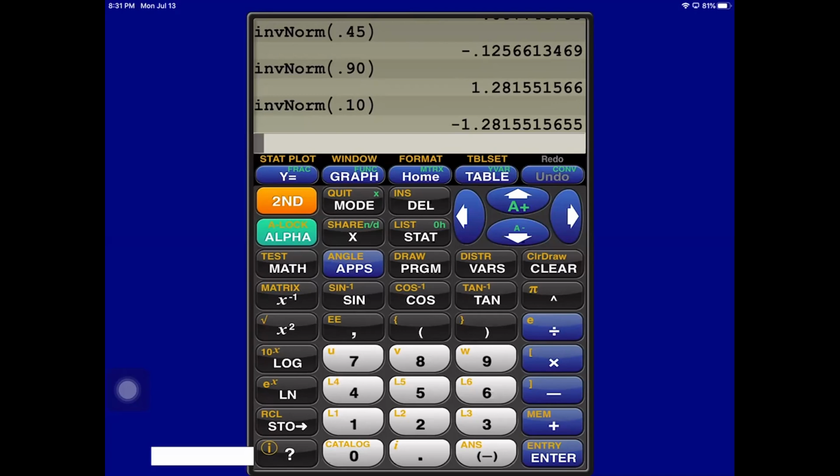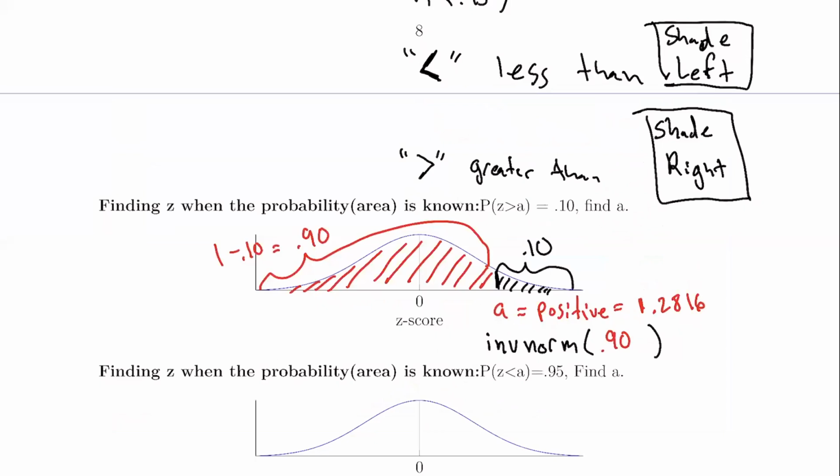All right, and that's it for that one. The way you want to write the answer is A is equal to 1.2816, and just depending on how many decimal places you want, you adjust accordingly. But technically the answer would be 1.2816 when you enter it. You don't really want to enter A is equal to that. You put 1.2816. All right. Any question for that last one?